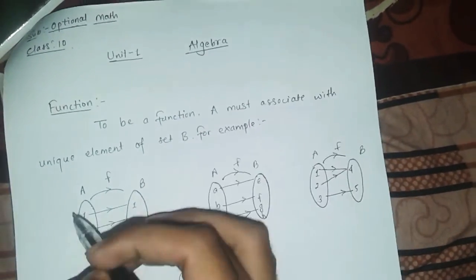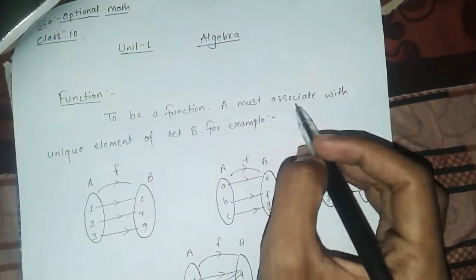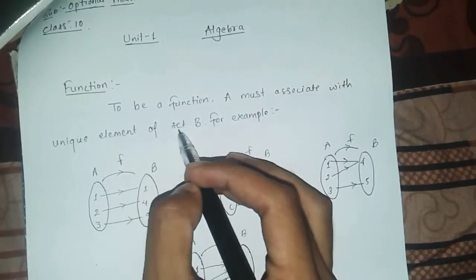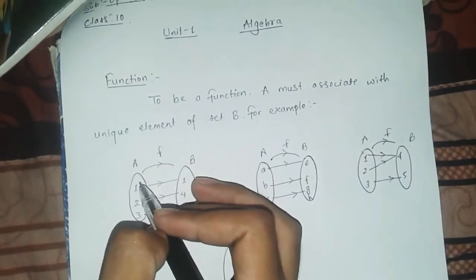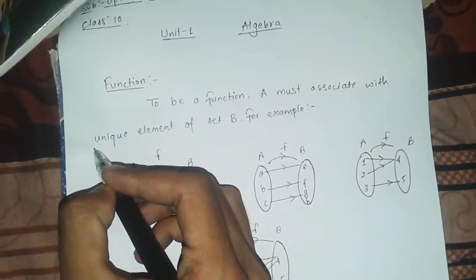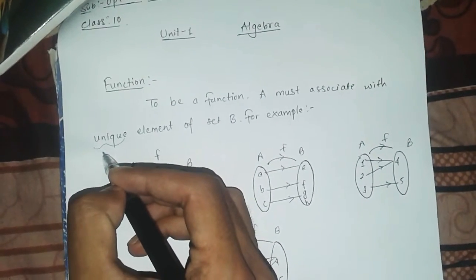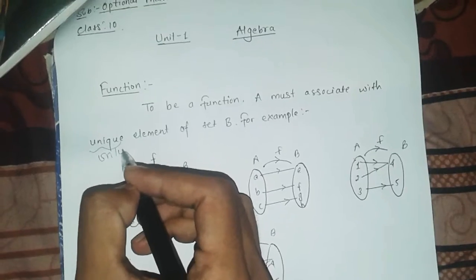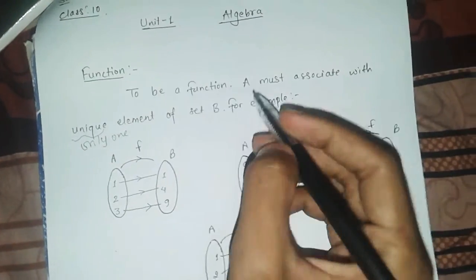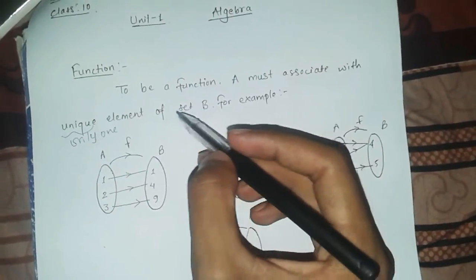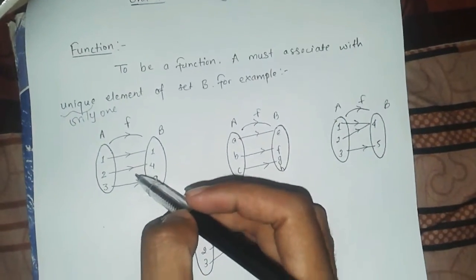A must, that is the set A, this set A must be associated with a unique element of set B. That means every element of set A should have only one element in set B. Right? Unique means only one. So for example, let us see how the definition becomes clear with the figure.